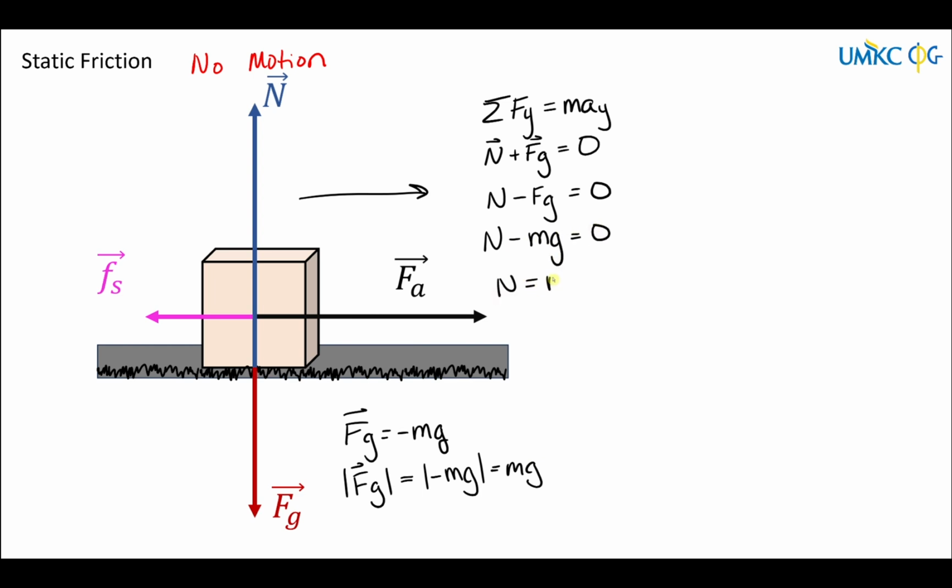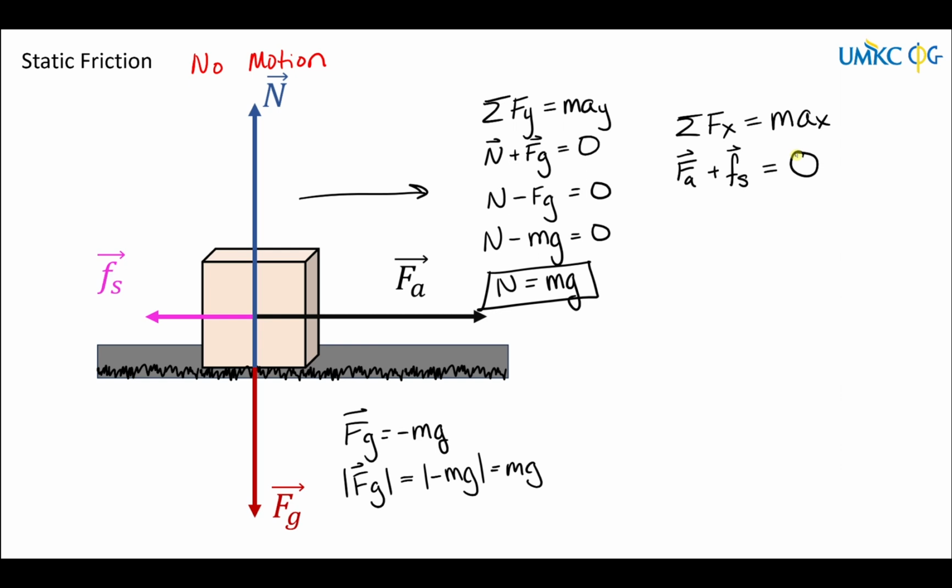In this situation, my normal force is equal in magnitude but opposite in direction to the force of gravity. This is fairly straightforward because we have nothing acting in the y direction to change this. So what about the x direction? I have a summation of forces in the x direction equal to mass times acceleration in the x direction. Well, what forces are there? I have my applied force in the x direction, and I have my force of static friction in this x direction, and this is going to be equal to 0.